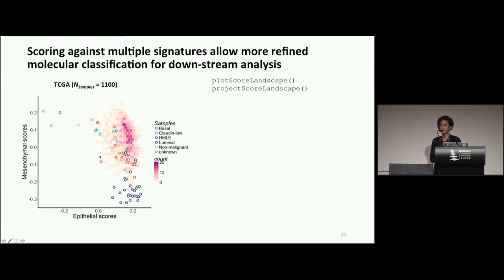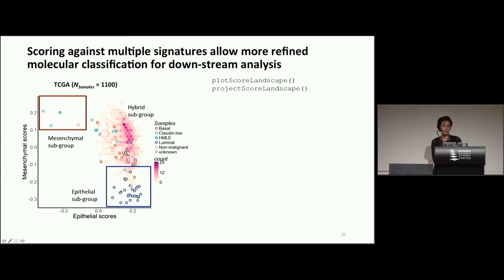Another thing that we can do with this sort of plot is to have a more refined molecular classification of samples. Imagine we take all these samples down here. Not all of the luminal subtypes that we look at are here. There are some of them up here. And also not all of the claudin low subtypes of breast cancer are here. As you can see, some of them are here. So we can have a more refined classification of the already existing classification out there.